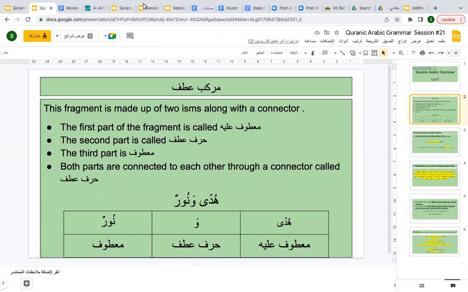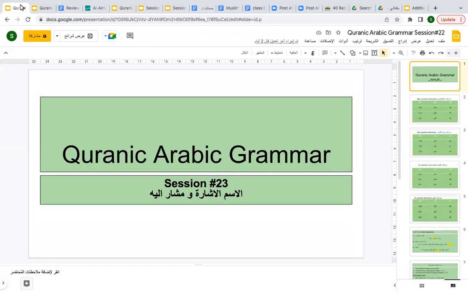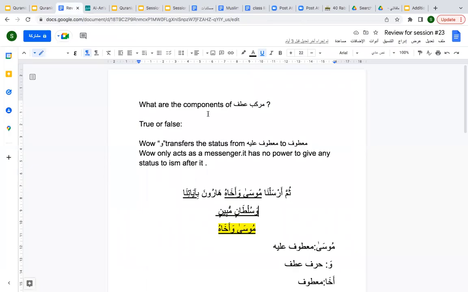We are here with our session number 23. Yes, Alhamdulillah. So I am going to start with a review, inshallah. During our last session, we were learning about Murakkabe Atf. So who is going to tell me the components of Murakkabe Atf? How many components did you see there?